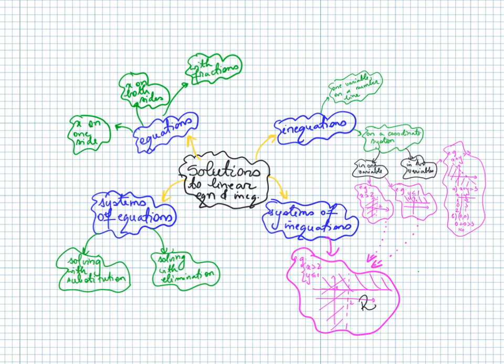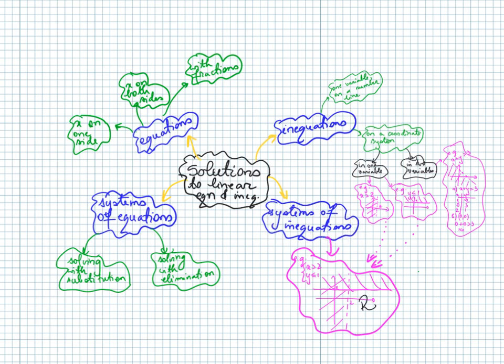Hello Year 9s. Today we are going to create a mind map of the current unit. And our unit was related to finding solutions to linear equations and inequations. The four concepts that we looked at were equations, systems of equations, inequations, and systems of inequations.